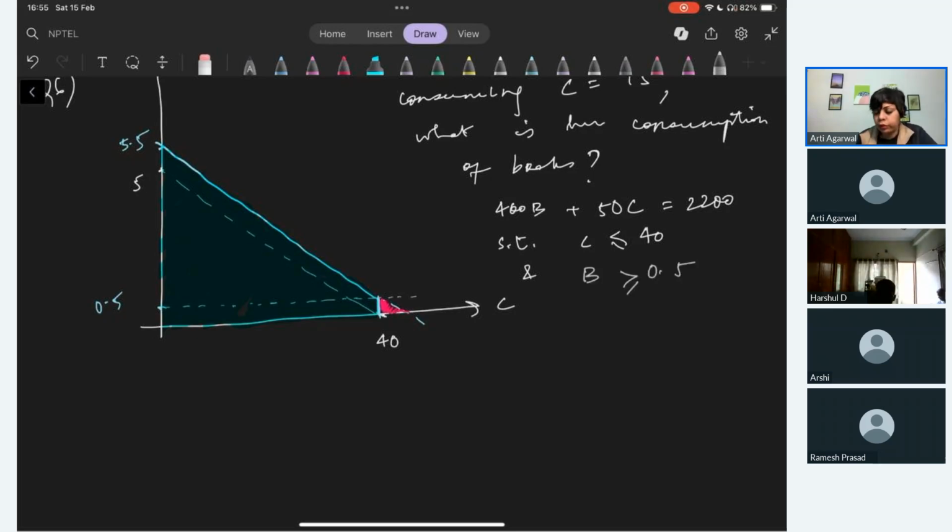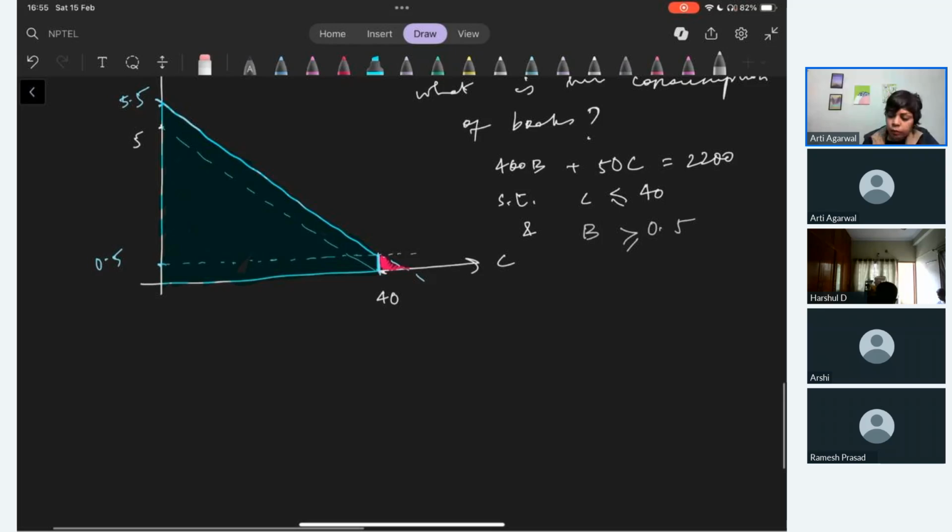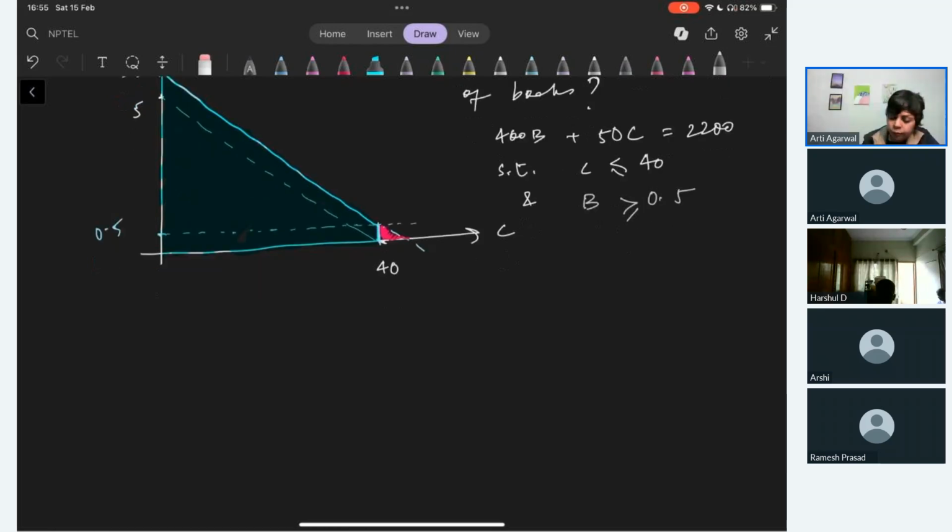Okay, so now there are two conditions. C is less than or equal to 40. When we are saying that, we mean that that extra 200 bucks is not going towards coffee consumption. And when we say B is greater than or equal to 0.5, we are saying that she is mandated to use that 200 bucks voucher. Okay, so now let's plug in the values which we've got.